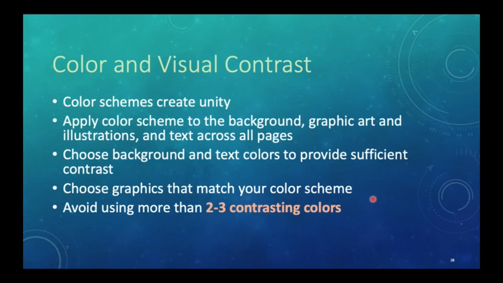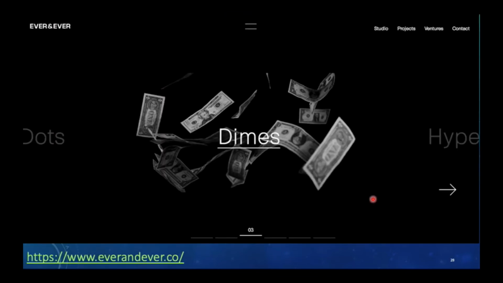Use your color scheme for the background colors and the graphics and the illustrations. You want all of that, including your photography, to be visually consistent. Choose background and text colors that provide sufficient contrast so it's easy to read the text. And again, avoid using more than 2 to 3 contrasting colors. Here's an example of a dark themed website, Ever and Ever.